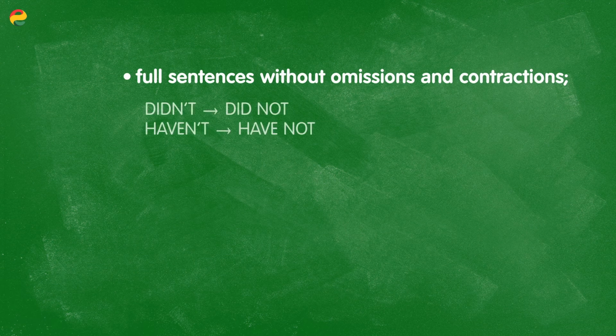Next, be sure to use full sentences without omissions or contractions. For example, the word didn't should become the phrase did not, and the word haven't should turn into the word have not. This is true for any and all short forms and contractions. Even though we speak with them, and even though in some formal situations people may still speak with them, we never ever write with them, especially in formal English.